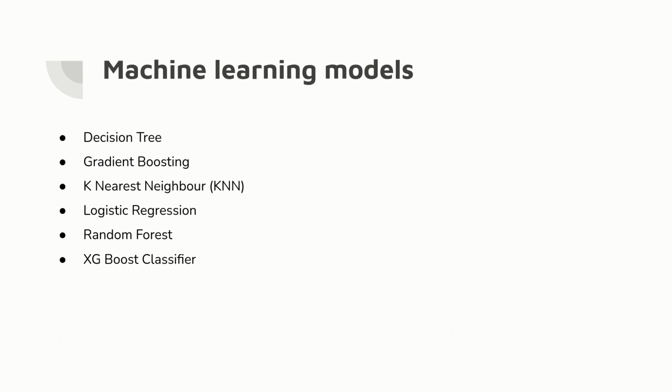Then KNN. KNN is K nearest neighbor, which is a supervised learning algorithm in which we classify the test data points on the basis of the votes of K nearest neighbors. There is no learning or training done in KNN.